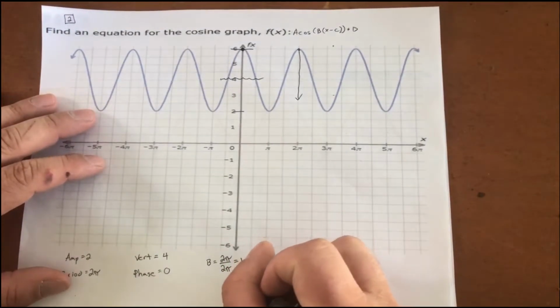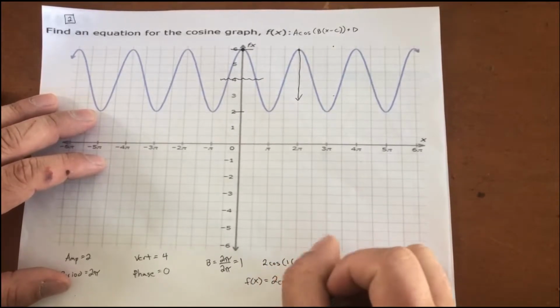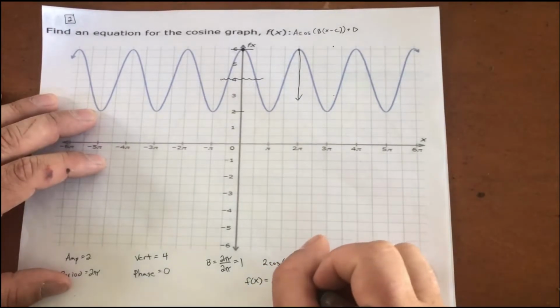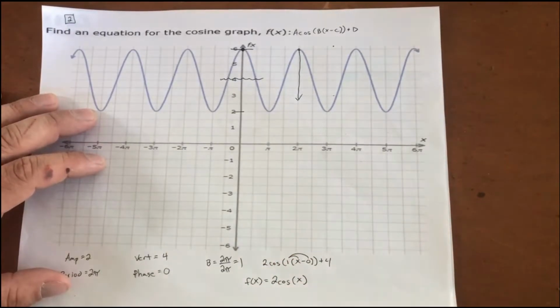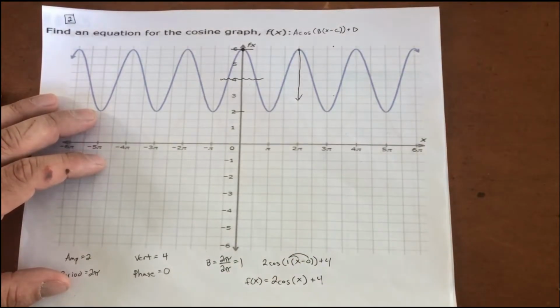So my answer ends up being f of x equals 2 times the cosine of, distribute the 1, so 1 times x is x, 1 times 0 is 0, so I don't have to write anything, and then I still have that plus 4 at the end.